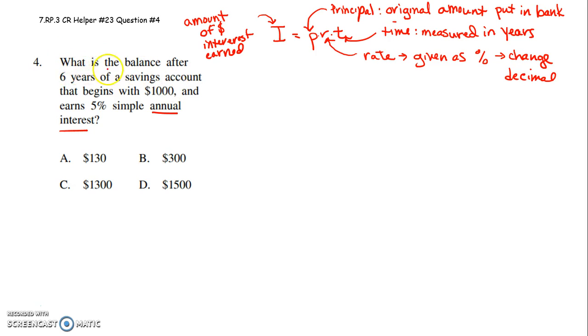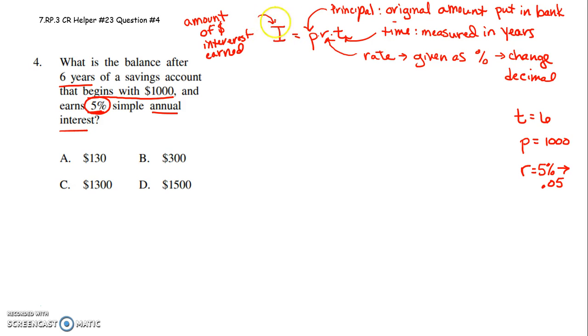Okay, so what is the balance after 6 years? So I can tell you T in this case is equal to 6 of a savings account that begins with $1,000. The amount you originally put in is your principal. So your principal is $1,000 and it earns 5% simple annual interest. The percent is your rate. So our rate is 5%. In order to use that in the formula, I'll put 0.05, taking away that percent sign, moving that decimal point 2 places.